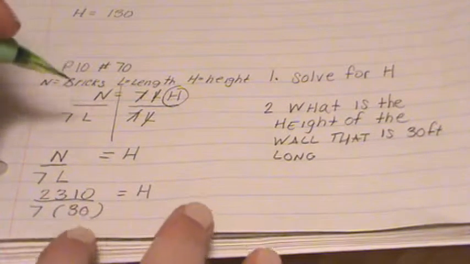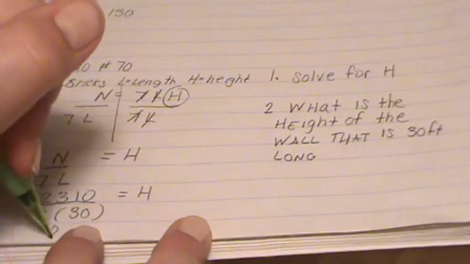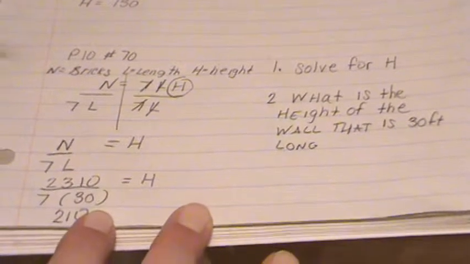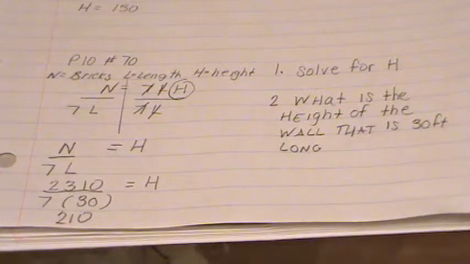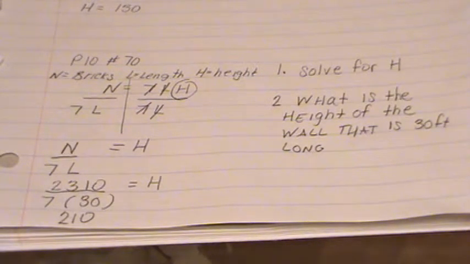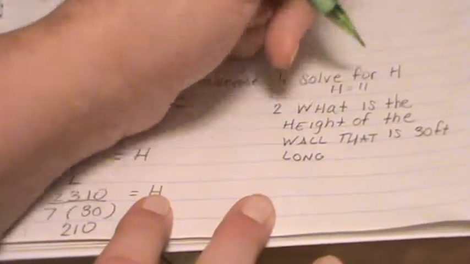So we now need to do our problem. So 7 times 30 is 210. And then we're going to take on our calculators 2,310 divided by 210, and that is H equals 11. So when we solve for H, it equaled 11.